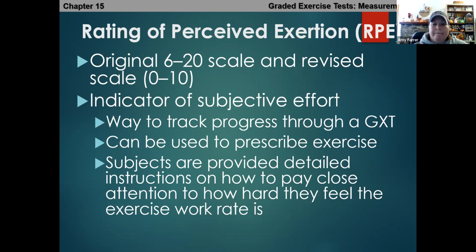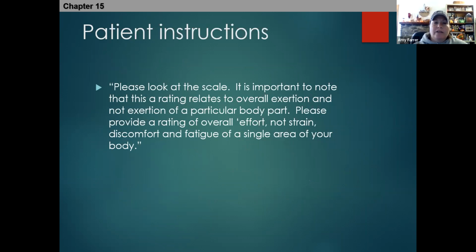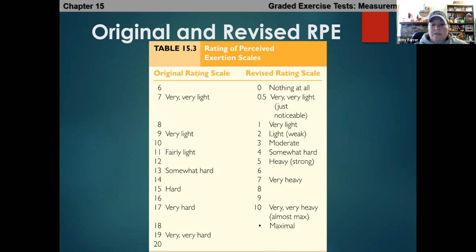The big thing about it is you are supposed to pay attention to how hard they feel like the exercise work rate is, not "I have a pain in my big toe. My left calf feels tight." You can't look at it as those specific things. So you're going to tell the patient or the client to look at the scale. This is a rating relating to your overall exertion, not a particular body part. So effort, not strain, discomfort, and fatigue of a single body part. So that way you can really make sure that they're understanding.